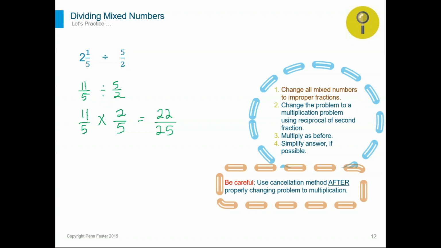Questions? Okay, here in the box down there, I just have this in red because this is a common mistake and I wanted to bring it to your attention. Some students I talked to would use the cancellation method before even changing the problem to multiplication. They would eliminate 5 with 5, which is incorrect. Cancellation will only be used when you have the multiplication problem. With division, we do not use the cancellation method. So I just wanted to make sure everyone is clear on that.